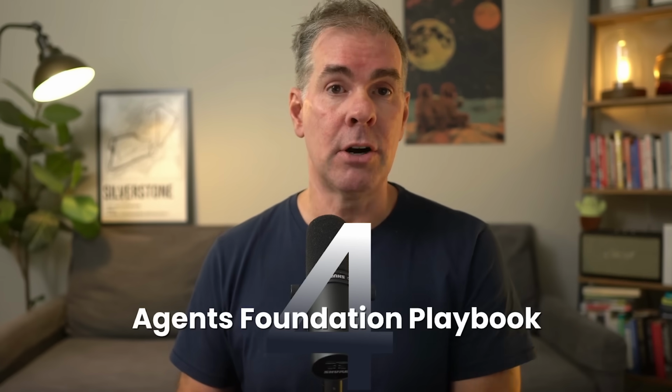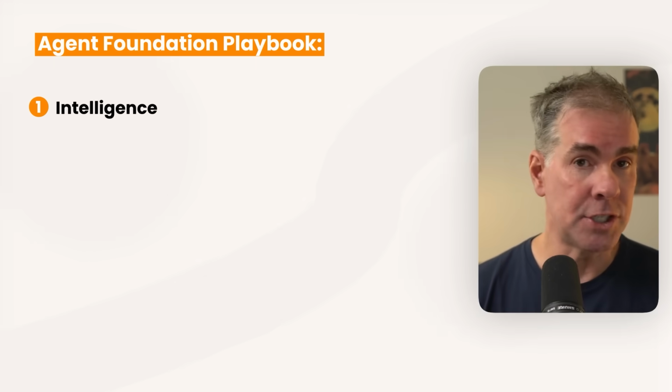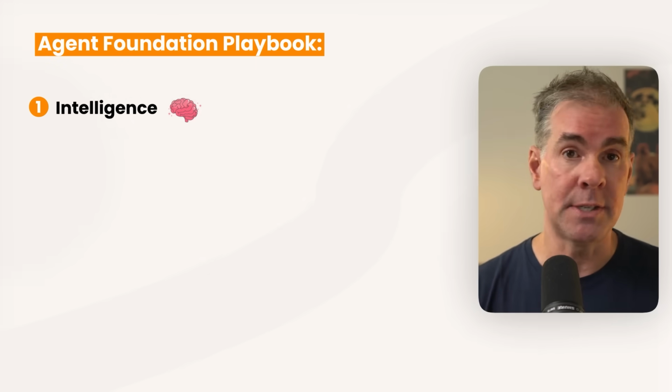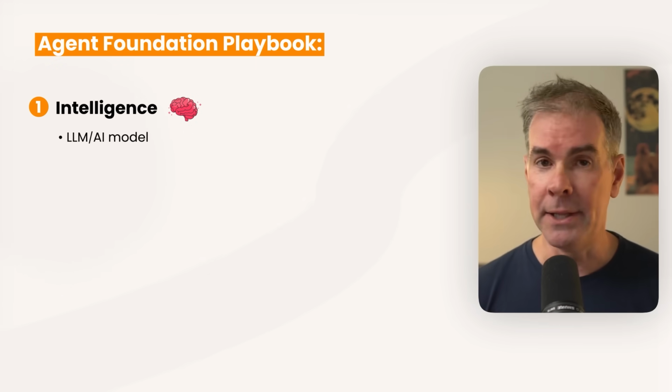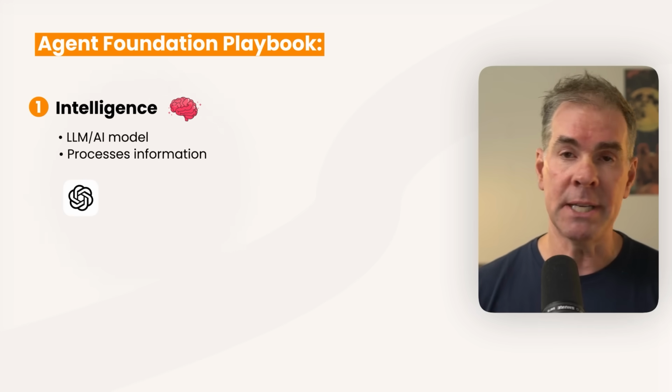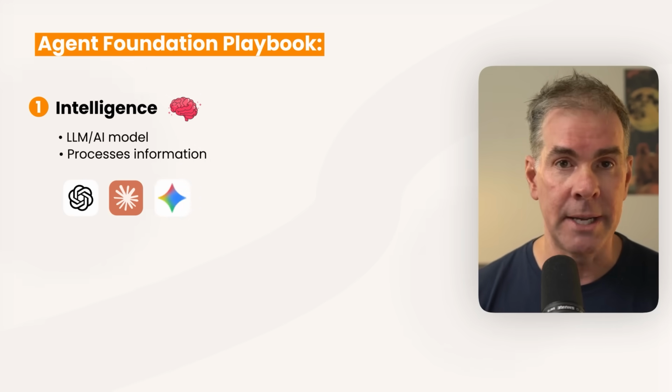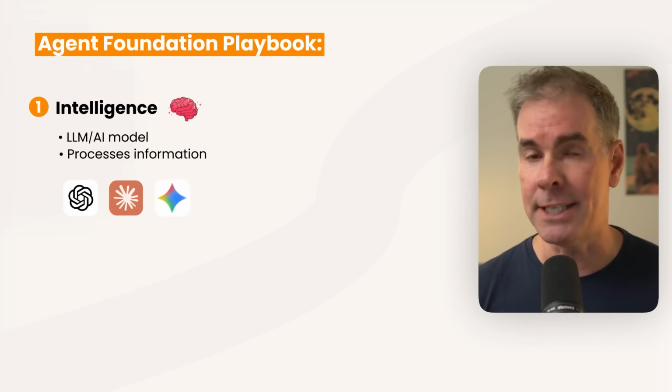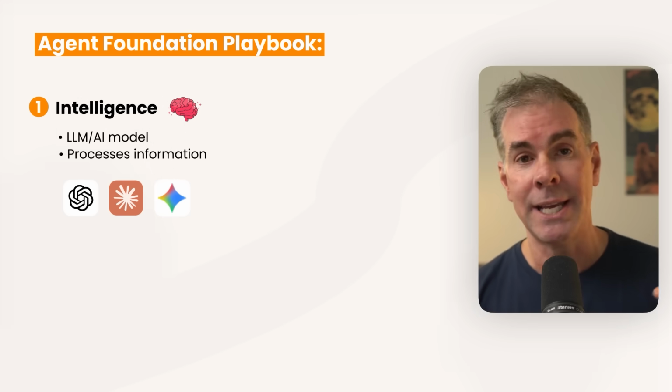Every true AI agent needs four foundations, and I call this the Agent Foundations Playbook. So the first foundation is the intelligence of the AI agent. This is the brain. This is your LLM, the AI model. This could be GPT-4, this could be Claude, this could be Gemini. This is what processes information, but intelligence alone isn't enough.